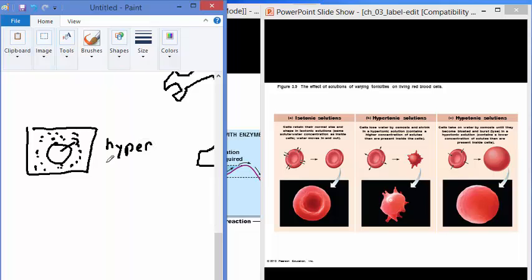So think hyper gets smaller. In a hypertonic solution, the cell will get smaller. It will shrink because the water will rush out.